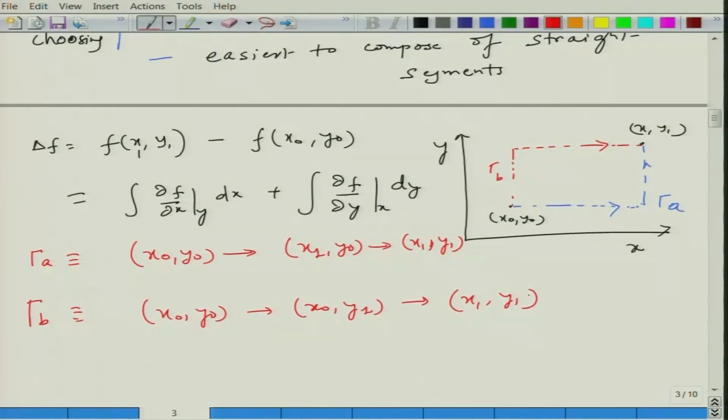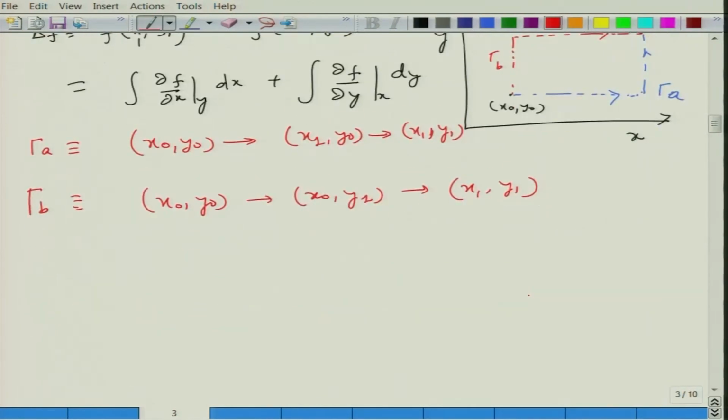Okay. So, let us consider gamma A as our possible path, which we would like to use in order to obtain delta f, and let us try to develop the expression finally. So, delta f, okay, is equal to the integral of.